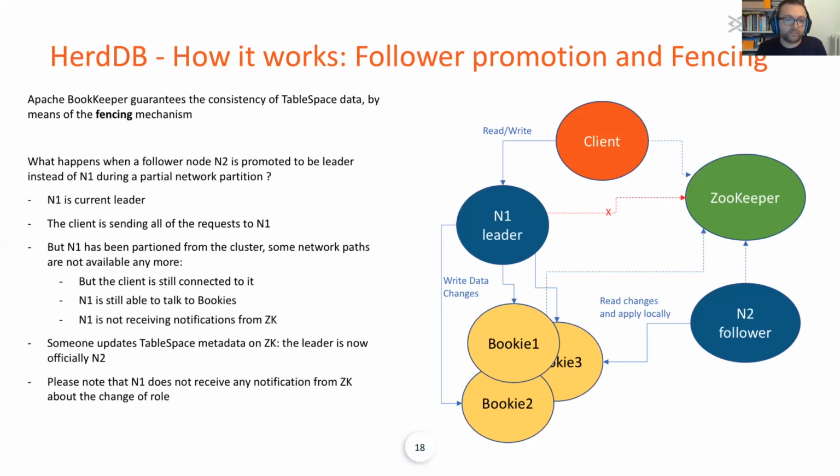But N1 is not receiving notification from ZooKeeper, just for instance. And someone updates the tablespace metadata on ZooKeeper, and the leader is now officially N2. This may happen because the system administrator manually decides to switch the leadership, or it can be some kind of automatic mechanism. But it is important that on ZooKeeper, the truth is that the leader is now N2. Please note that N1 does not receive any notification from ZooKeeper about the change of role.